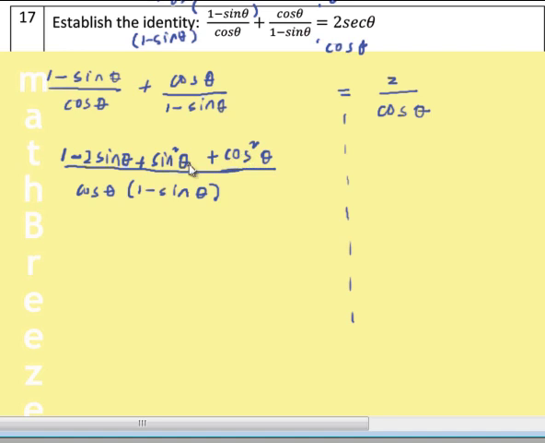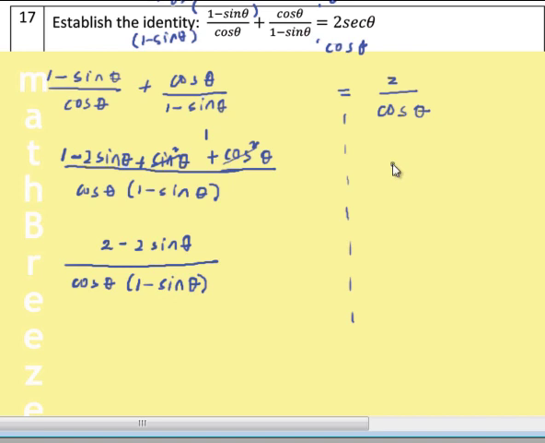Now I see sine squared plus cos squared. That I know is equal to 1. And I'm going to add the 1 and the 1. And so in the numerator I have 2 minus 2 sine theta. And here we have cos theta. Just copy that denominator, 1 minus sine theta.